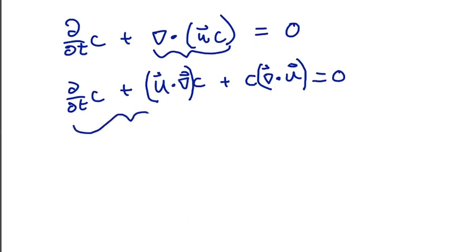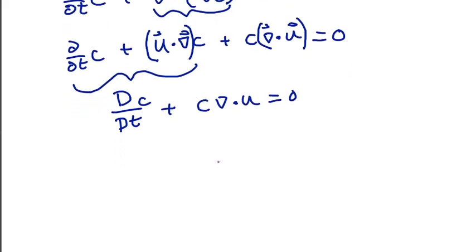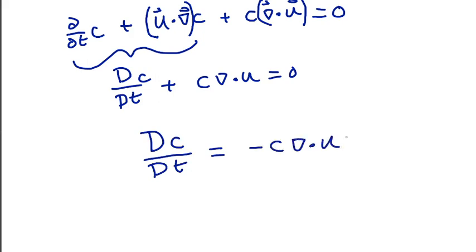All right, so now that we've rewritten our conservation equation, we can see that the first part of our system looks a lot like d/dt, the Lagrangian derivative, on c. If we now write it, we've got d/dt of c plus c div dot u equals 0. Or, thinking of it another way, dc/dt is equal to minus c div dot u.